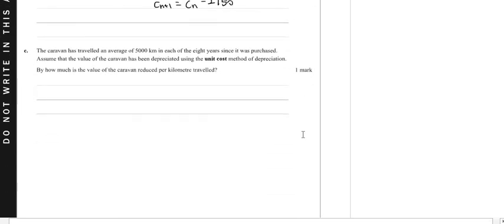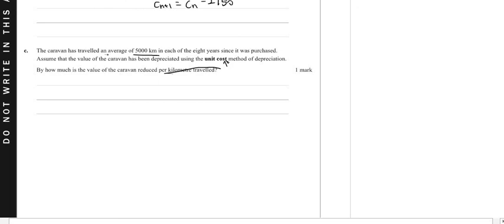Part C, the caravan has traveled an average of 5,000 kilometers in each of the 8 years since it was purchased. Assume the value of the caravan has been depreciated using the unit cost method of depreciation. By how much is the value of the caravan reduced per kilometer traveled? So now it's saying that it's not depreciating on a yearly basis, but at a unit cost, so it's based on kilometers traveled. But the amount of kilometers it traveled in each of the 8 years is the same.